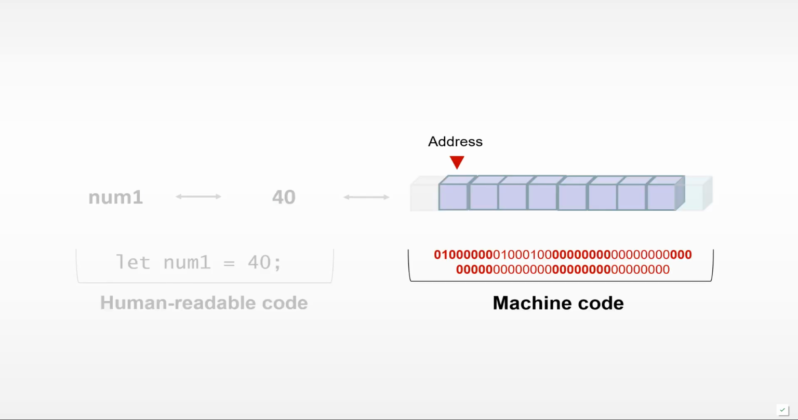We also have to remember that in machine code, things are different. We don't use names to refer to memory locations, we use simply addresses, so we use numbers, which refer to a given location in memory. And then the value itself would be represented by a given number of zeros and ones, depending on the value type.